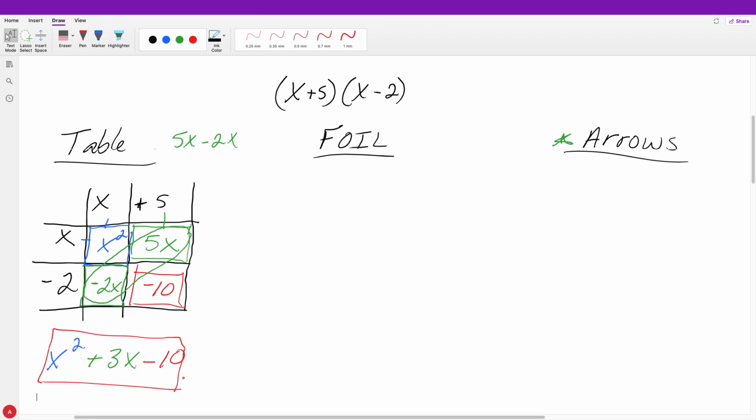So it's the same thought process that we had when we were multiplying 5 times x minus 2, where we were distributing the 5 in. But now there's two terms that we need to make sure that we're distributing in. So that is the first method with the table.